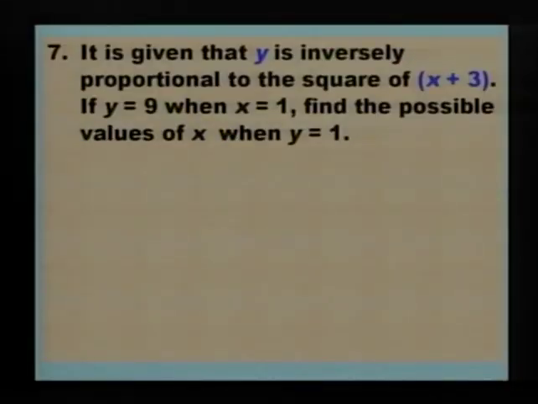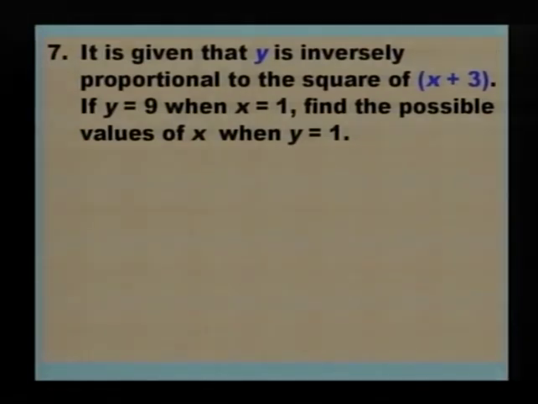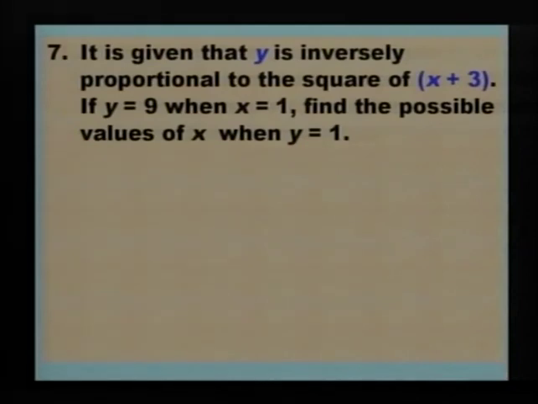Number 7, it is given that Y varies inversely as the square of X plus 3. Y is 9 when X is 1. We have to find X when Y is 1. Megan? X equals negative 15 or 9.